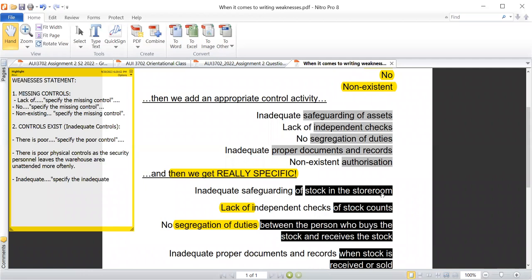Then if it's a lack of a control that is a weakness in the scenario, then you use terms like this: lack of independent checks of stock count. Lack of independent checks of stock count. So I don't just simply end by saying lack of independent checks. I need to be precise: which checks am I referring to that are not being executed? Which independent checks or independent review is not being executed? So you become very specific by adding more evidence as provided in the case study scenario, guys. All right?